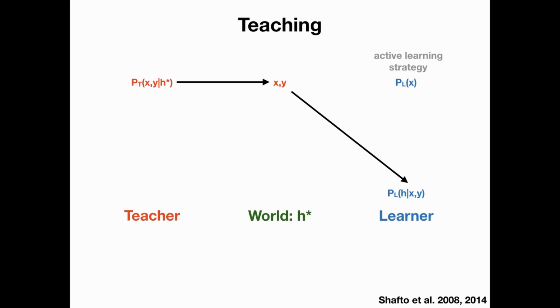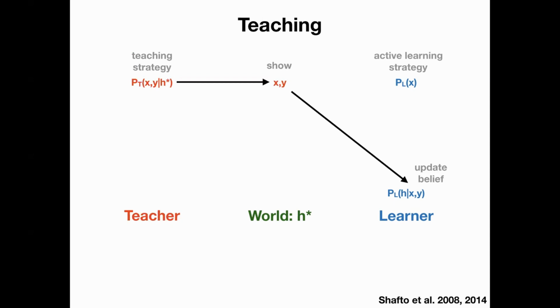The apparent difference between teaching and active learning is that in teaching, the intervention and consequence are provided by the teacher instead of chosen and obtained by the learner himself. The process of teaching is depicted by this picture. The teaching strategy is described by P sub T of X and Y given H star, which is the teacher's probability of selecting intervention X and consequence Y to show the learner, given her knowledge of H star, the world. The teacher selects an intervention and consequence, shows them to the learner, and the learner updates his belief.